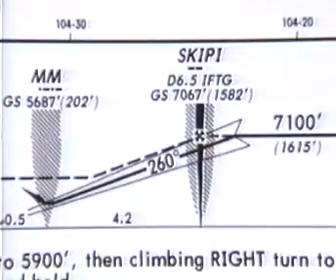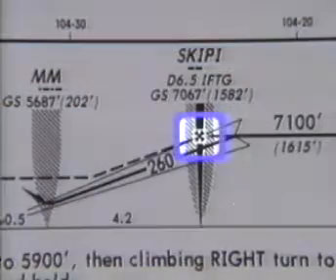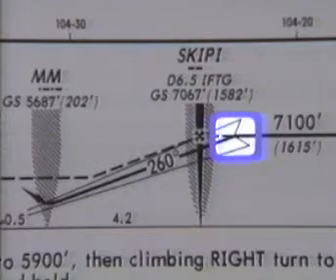On Jeppesen charts, the final approach fix, or FAF, is identified in the profile view by the Maltese cross for non-precision approaches and by the glide slope intercept point at the minimum glide slope intercept altitude for precision approaches.